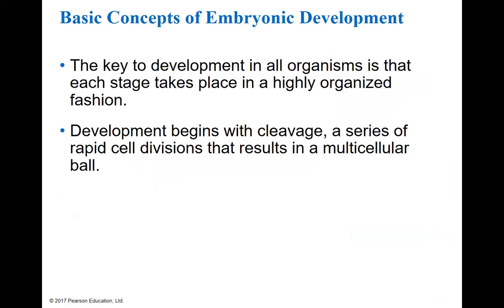So the key to development in all organisms is that it's very, very organized. This is a remarkable process of signaling that happens, and a lot of it is still highly unknown. A lot of it is known in lower organisms. For example, in zebrafish, in flies, or in worms, we do know how the development happens in very good detail. But in humans, it is still highly unknown.